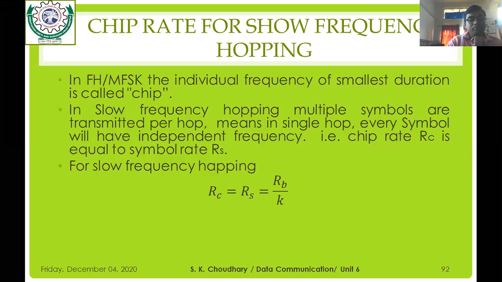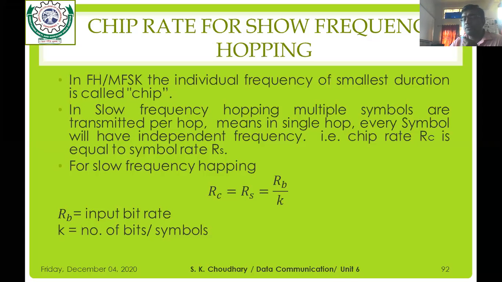So for the slow frequency hopping, the chip rate RC is equal to the symbol rate RS, that is the bit rate upon K, RB upon K, because we have used K successive bits. So RB is the input bit rate and K is the number of bits or symbols that we have used for generating the spread spectrum signal. In this way, we have to calculate the chip rate also. That is also a very important formula.